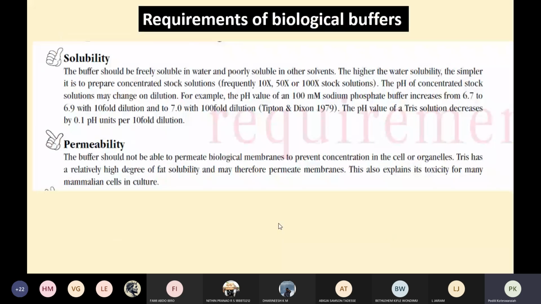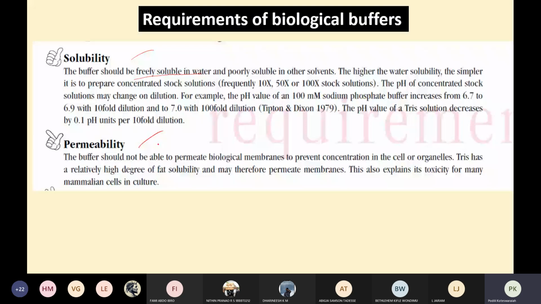Before going to that, the buffers we use should have certain requirements or characteristics. The buffer components should have higher solubility, that is, they should be freely soluble in water, and they should have minimal solubility in organic solvents. The second important requirement is that the buffer component should not permeate into the cell membranes.